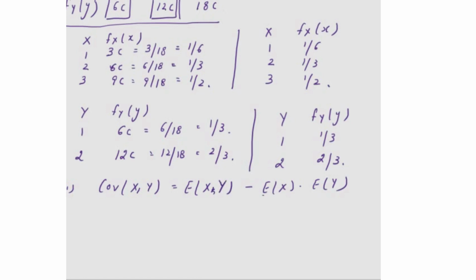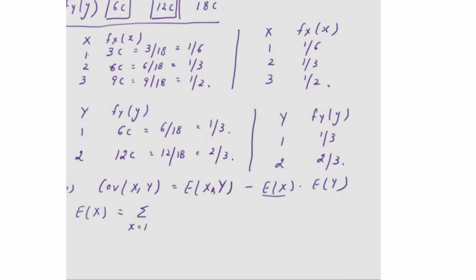In order to compute the expected value of x, since x is discrete, take the summation over the possible values of x. So here the x values are 1, 2, 3.